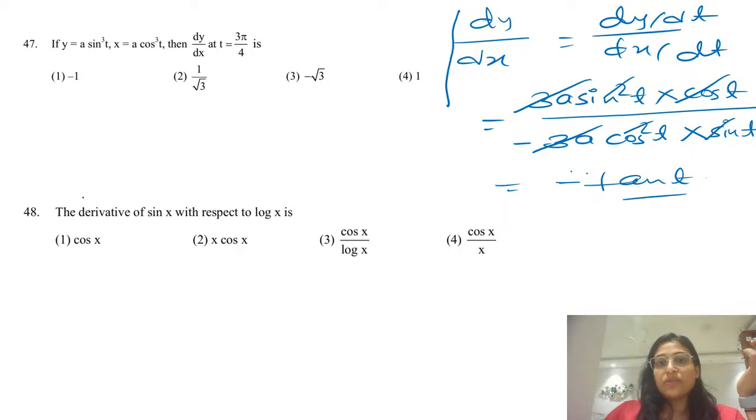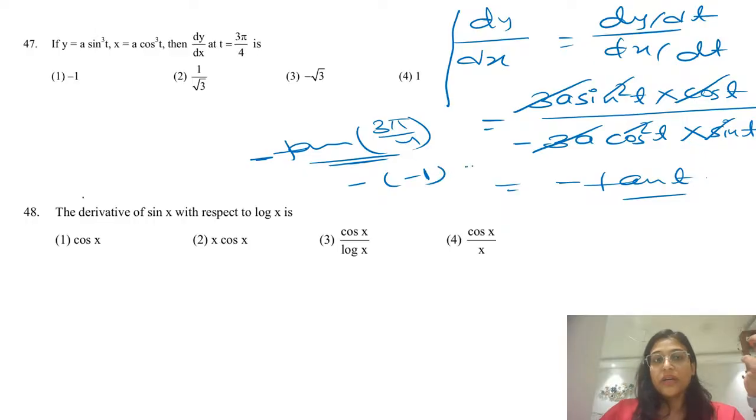But we have to find the value at t equal to 3 pi by 4. This is already a negative value. The value of tan 3 pi by 4 is minus 1. So the final answer is option 4, that is 1. 1 is the correct answer for this.